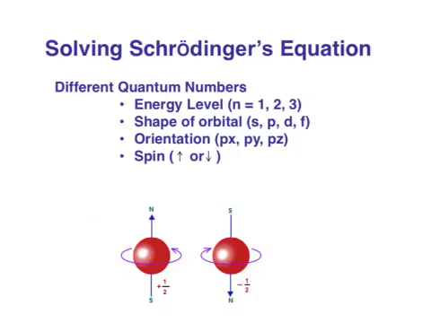And then the last is spin. So the belief is that any orbital can have 1 or 2 electrons. And if there are 2, they will have opposite spins. And we usually show those spins as an up arrow and a down arrow, but sometimes we show them as a plus 1/2, minus 1/2.